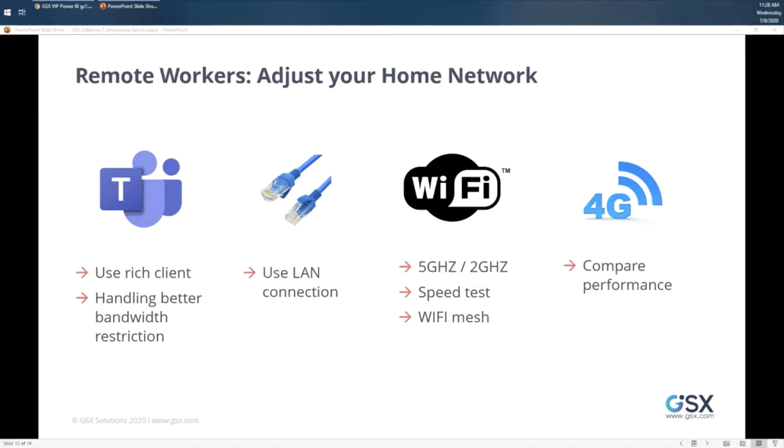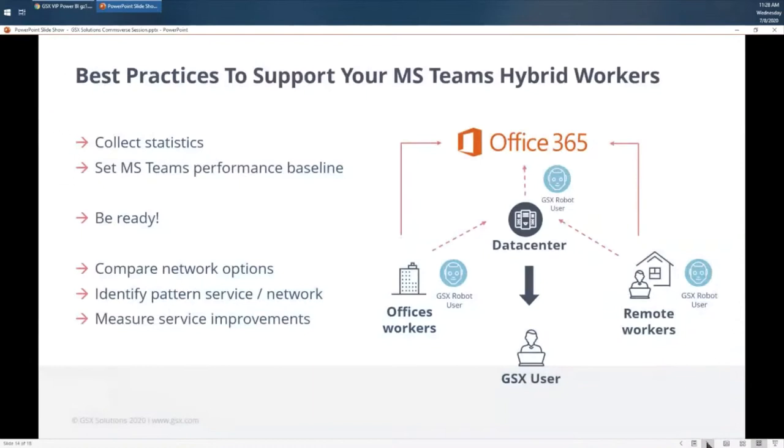So now let's see what we've seen. The next point is the best practices that we share with our customers to support the Microsoft Teams hybrid worker.